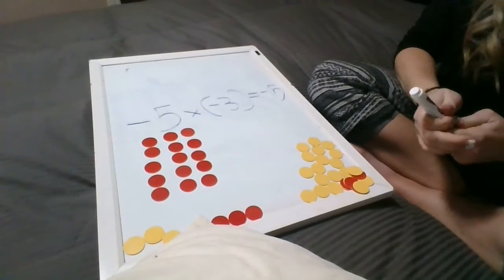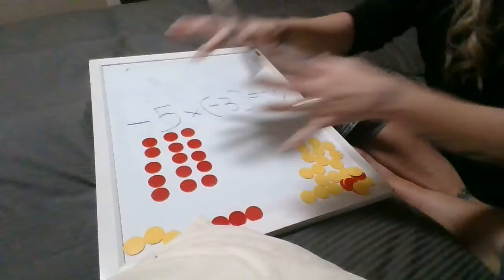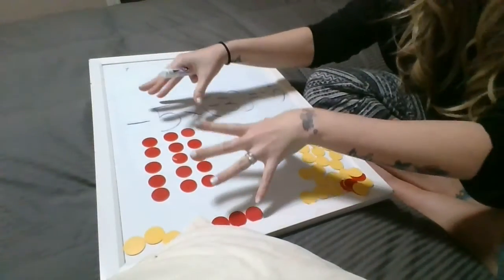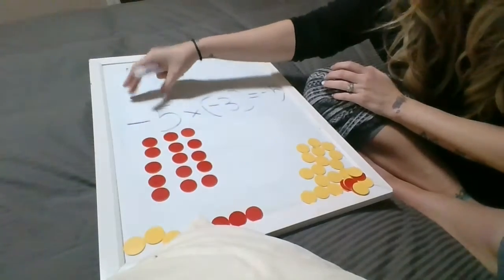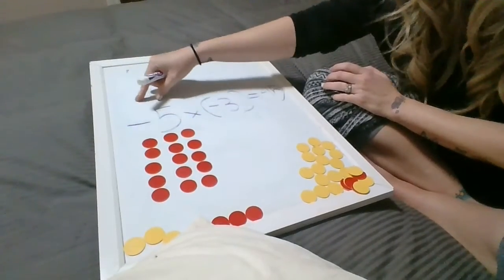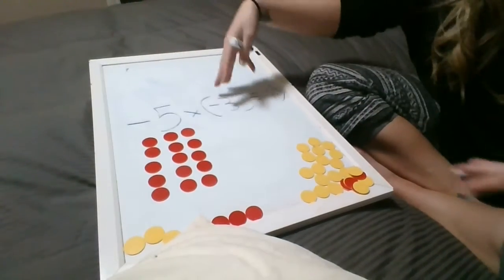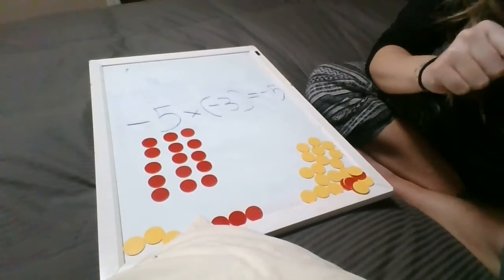So this is a good way, I feel like, to teach the kids because they can visually see what's going on when you add in the zeros, and then they can visually see the problem of I'm going to take away -5, take away 3 negative groups, or 5 groups of -3. We're going to take away 5 groups of -3.